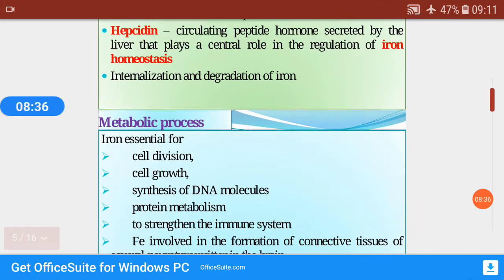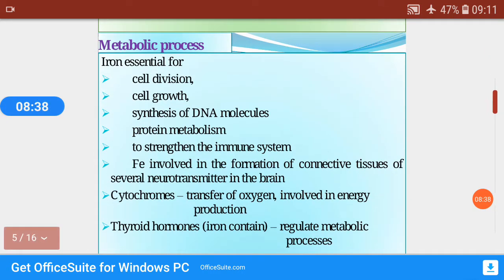So next is the important role played by iron in the metabolic processes. This nutrient is very essential for cell division, cell growth, synthesis of different DNA molecules, protein metabolism, and to strengthen the immune system.